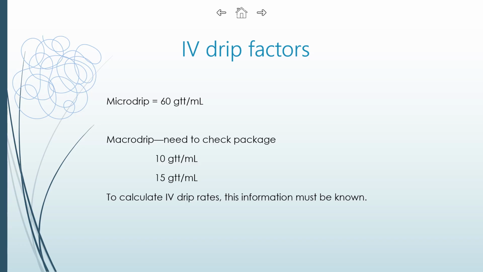Now, talking about drip factors. A micro drip is 60 GTTs per mL, so 60 drops. But a macro drip, you really need to check the packaging. The packaging will tell you on the tubing what drip size that chamber is, whether it's 10 drips per mL, 15 drips per mL, and sometimes it could even be 20 drips per mL. To calculate the IV drip rates, this information has to be known, and it'll always be given to you because it will be on your packaging.